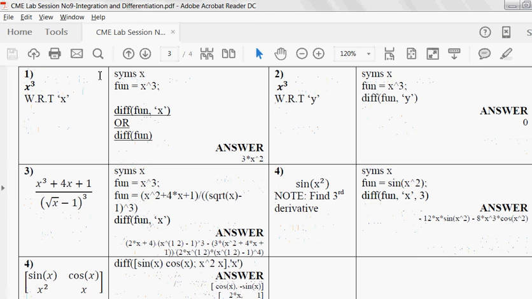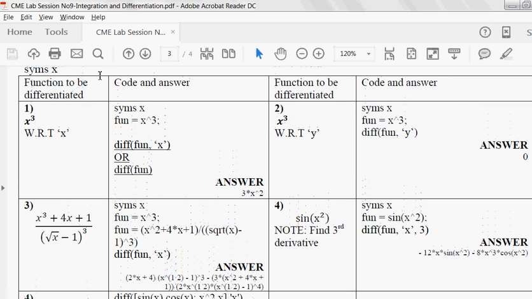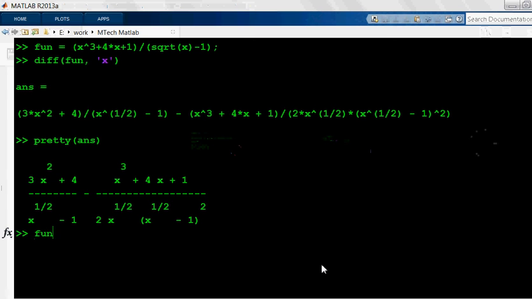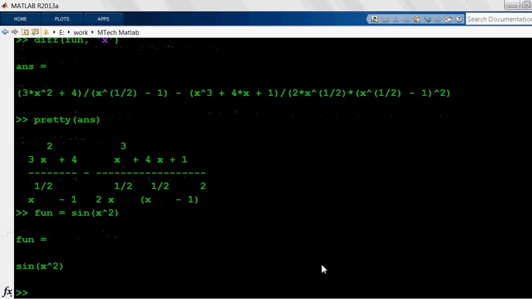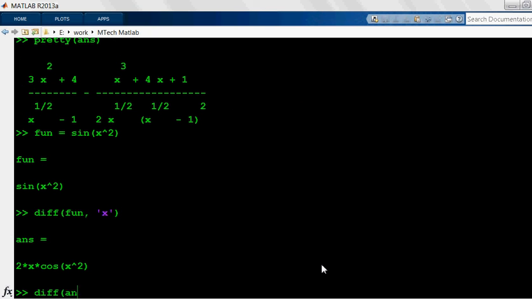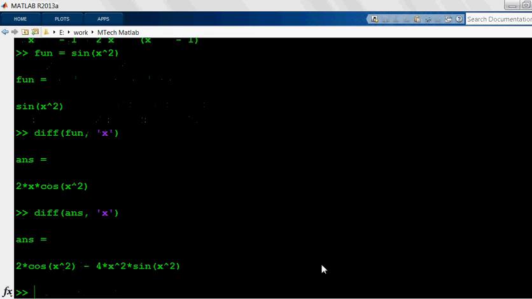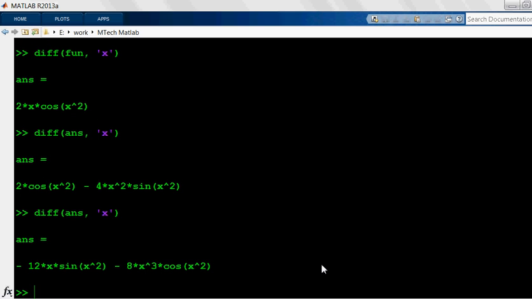Okay, now differentiate sine of x squared, find the third derivative. Okay, we need to find the third derivative for this. Okay, let's do it in 2 steps. Our function fun is sine of x squared. This is our function. I need to differentiate this function with respect to x. Okay, and differentiating this, once again differentiate the answer with respect to x. Now differentiate with respect to x once again. This is our final answer.